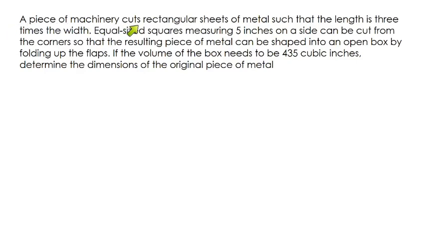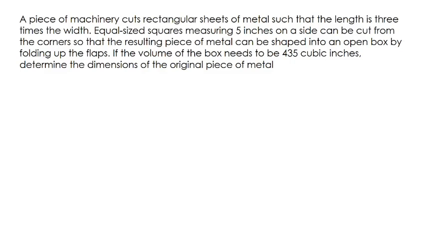A piece of machinery cuts rectangular sheets of metal such that the length is 3 times the width. Equal-sized squares measuring 5 inches on a side can be cut from the corners so the resulting piece of metal can be shaped into an open box by folding up the flaps. Let's pause there and examine what this looks like.